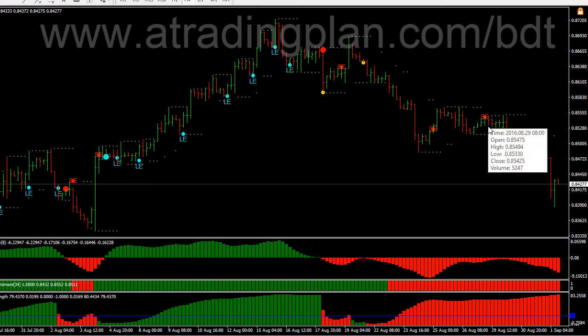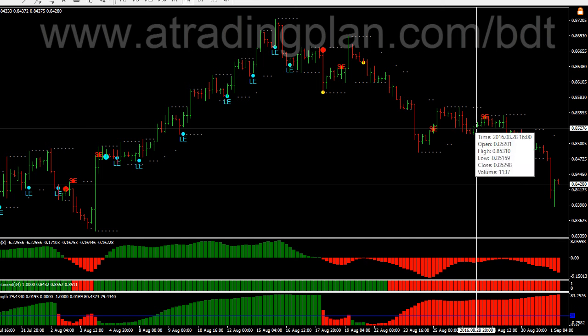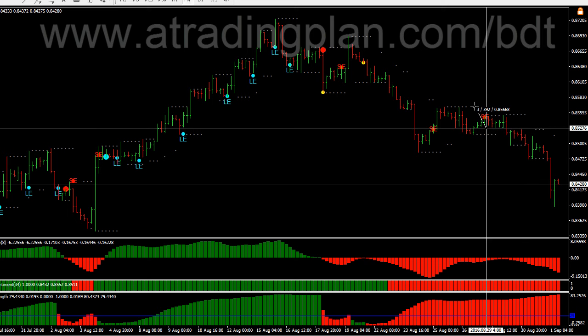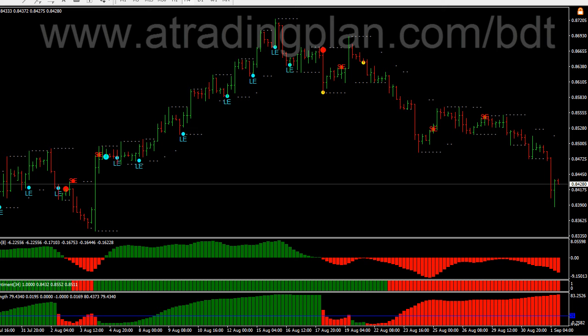Over here is another short entry. No reason not to take it, right? Sell stop order. You got a 39 pip risk. Right to the bottom here is 142 pips.